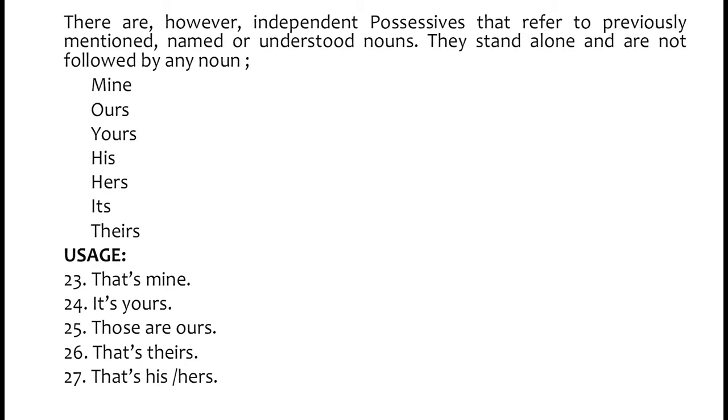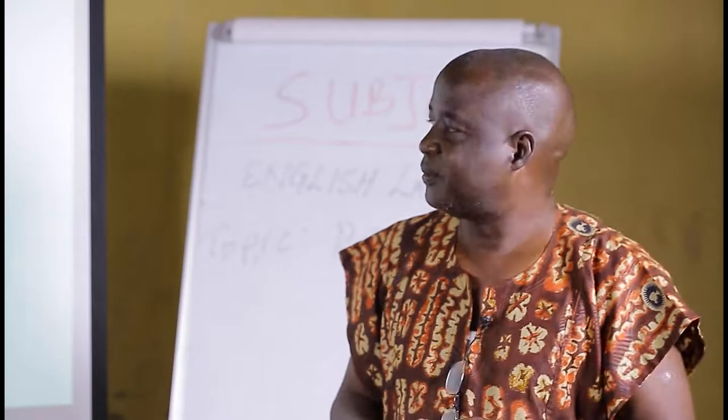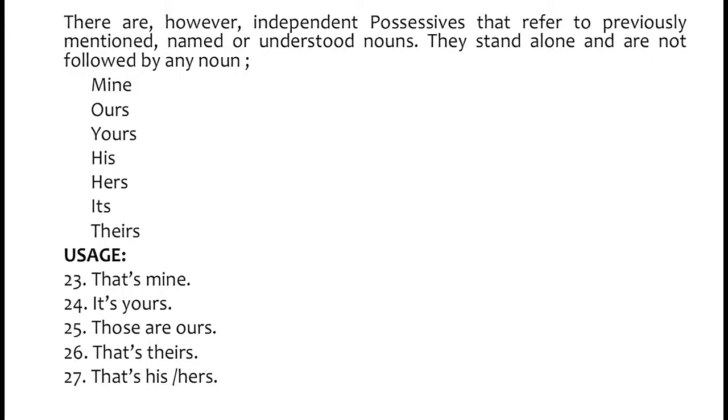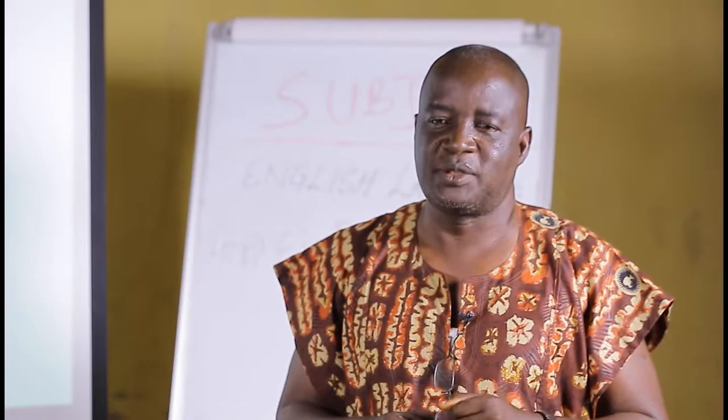There are, however, independent possessives that refer to previously mentioned, named, or understood nouns. They stand alone and are not followed by any noun. For instance, mine, ours, yours, his, hers, its, theirs. How do we use this? You can say, that's mine. That's mine. It shows that what you're talking about is yours.